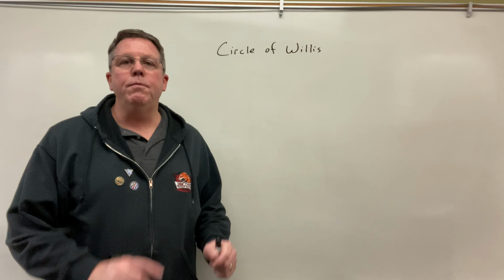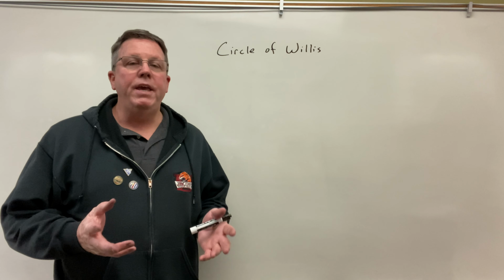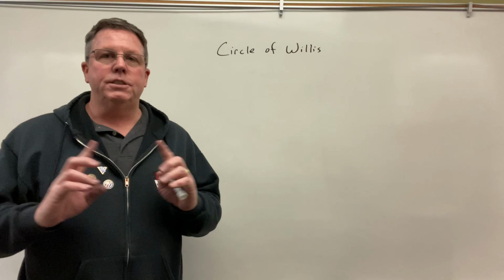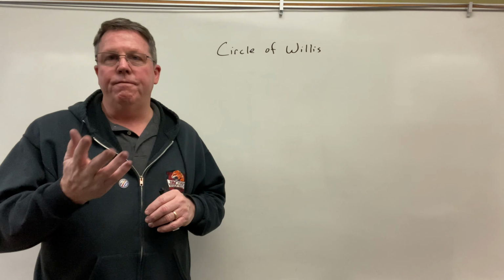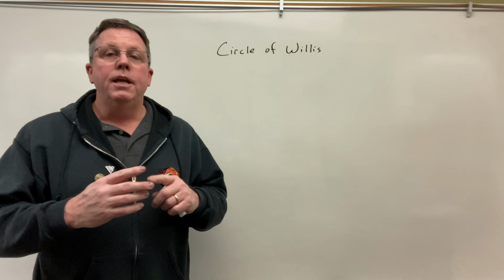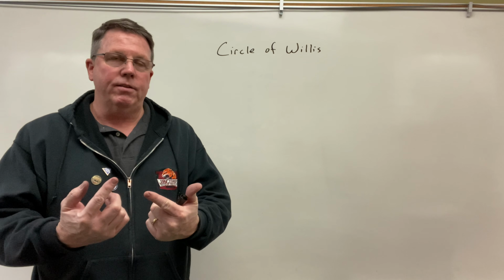Hi everybody, so today we're going to be talking about the circle of Willis. And basically the circle of Willis is not really a circle, it's shaped more like a home plate. And it can be found on the base of the brain. And the function of the circle of Willis is to basically distribute blood throughout the brain.